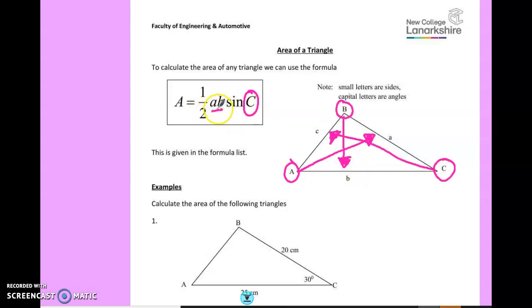Okay, so what this means when we've got the ab sine C, C is always going to be the angle in between the a and the b. So it doesn't really matter what they're called. They don't need to be called A, B and C. The sides could be called D, E and F, or Z, T and U. Makes no difference, but it needs to be two sides and the angle that's in between those two sides that you need to calculate the area of a triangle.